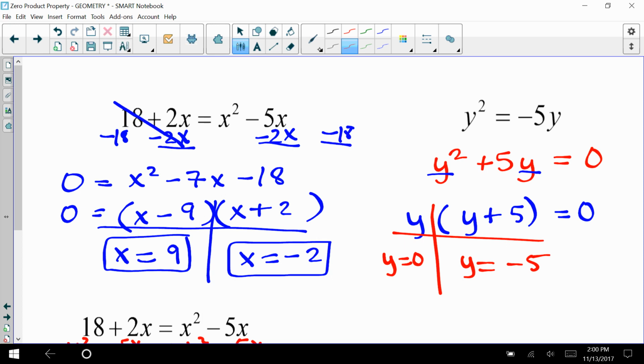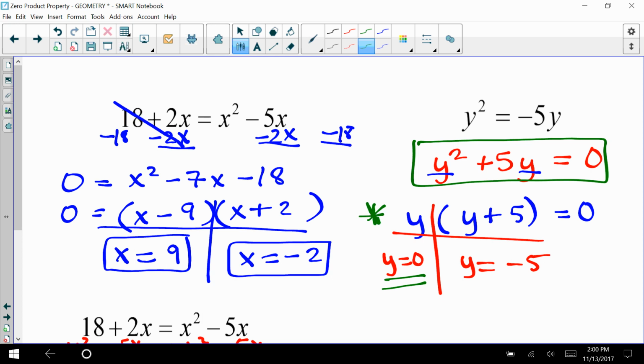So let's think, if we plugged in 0 into this equation, would that work? 0 plus 0 equals 0? How about negative 5? 25 minus 25 equals 0? Yeah, they both work. So we can't forget about this y equals 0, because that's part of the solution as well.